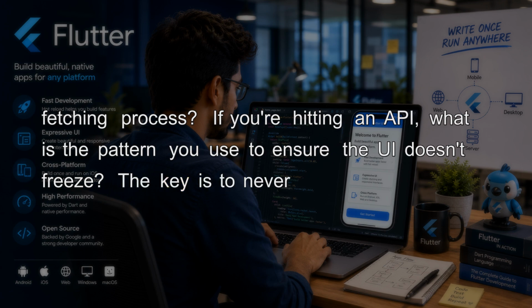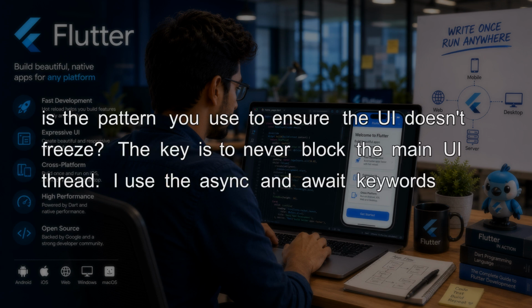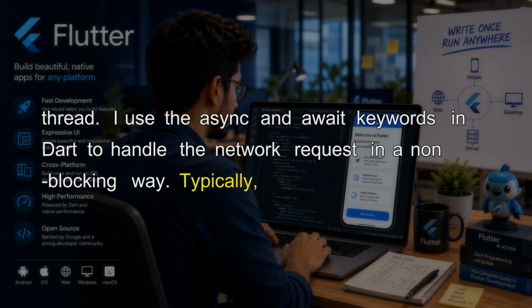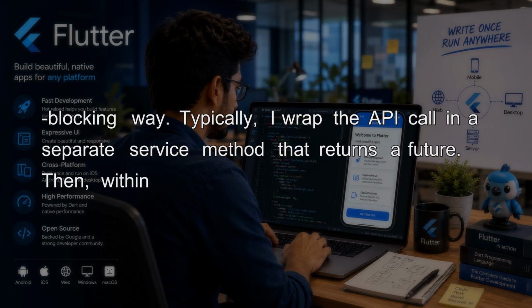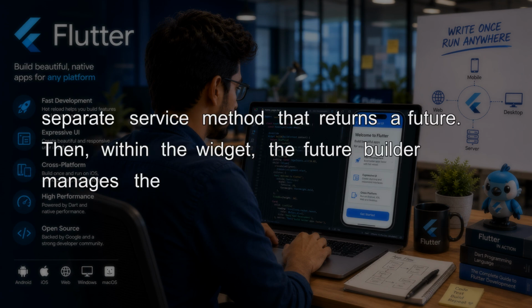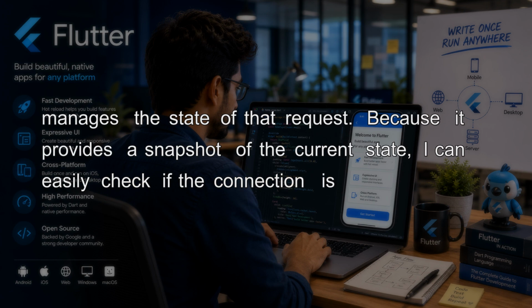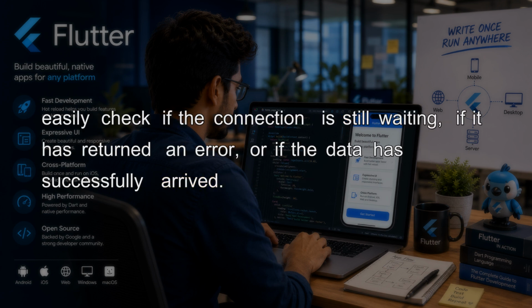The key is to never block the main UI thread. I use the async and await keywords in Dart to handle the network request in a non-blocking way. Typically, I wrap the API call in a separate service method that returns a future. Then, within the widget, the future builder manages the state of that request. Because it provides a snapshot of the current state, I can easily check if the connection is still waiting, if it has returned an error, or if the data has successfully arrived.